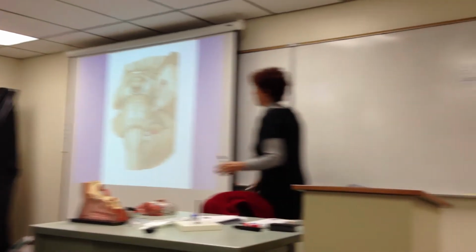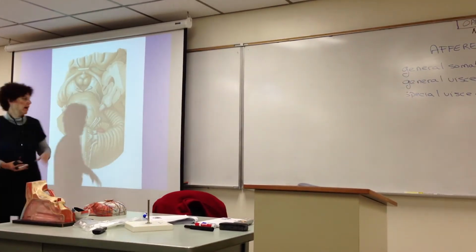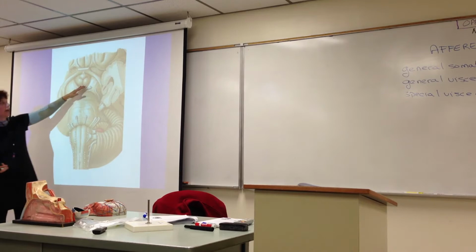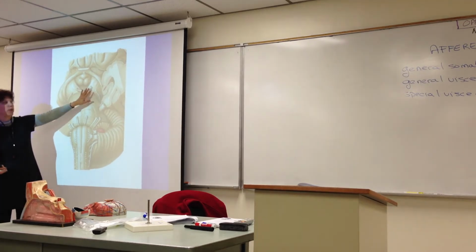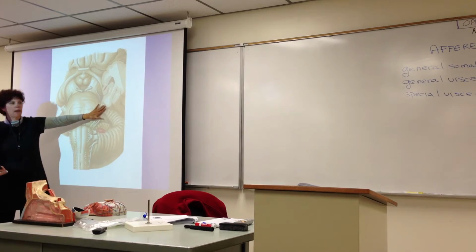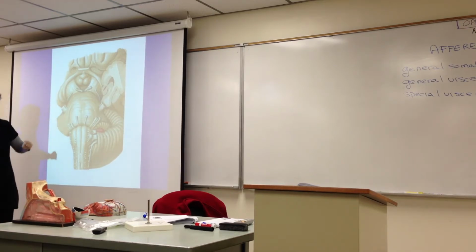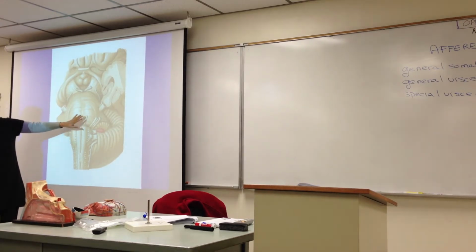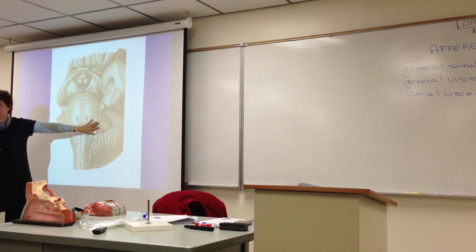Along the brain stem so far, between the midbrain and the pons, we have oculomotor and trochlear. Coming out of the pons or going into the pons, we have trigeminal. Between pons and medulla, we had abducens, facial, and vestibulocochlear.